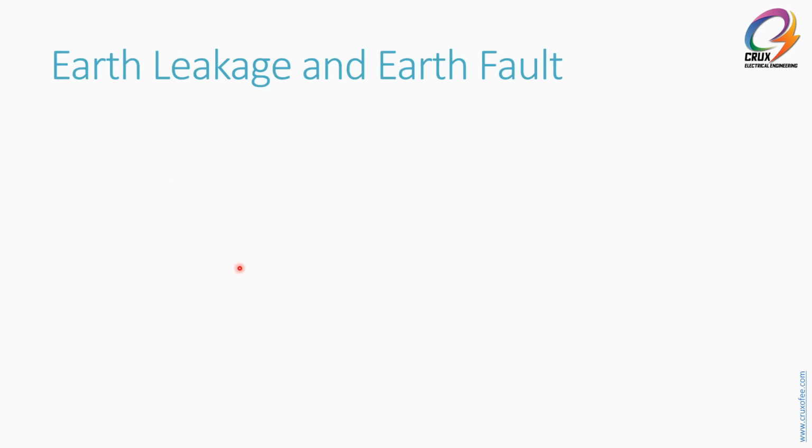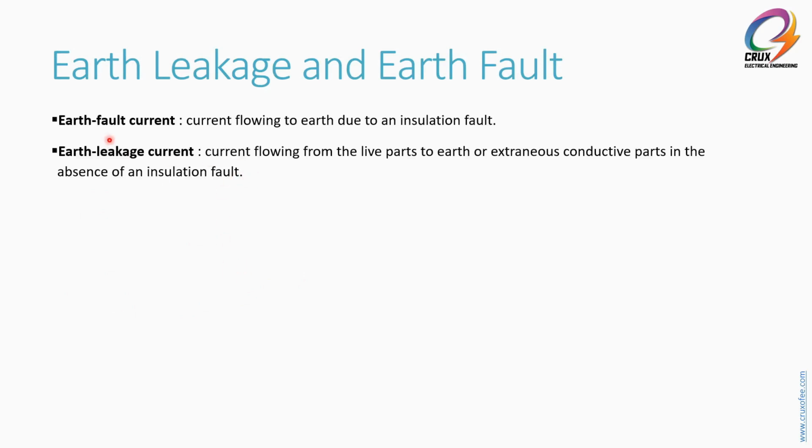So what's an earth leakage and earth fault? An earth leakage is basically a current flowing to earth due to an insulation fault. Meaning there's a single phase to ground fault, a double phase to ground fault, or three phase to ground fault, due to an insulation failure.